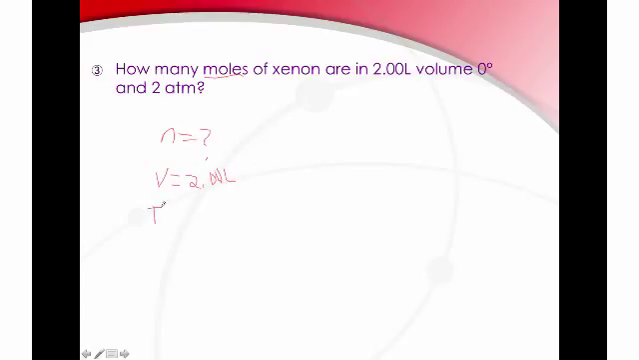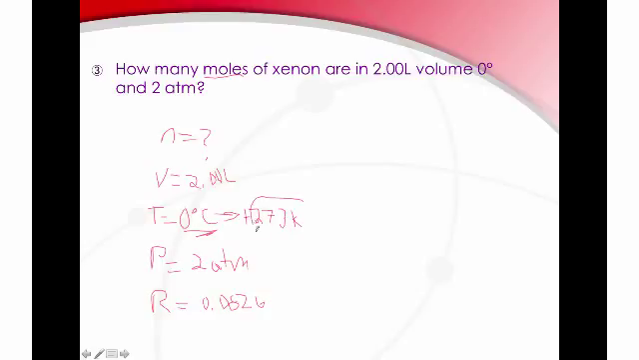Our temperature equals 0 degrees Celsius, and our pressure equals 2 atm. And we already know that our gas constant does not change. So that is just 0.0826. So really quickly here, our temperature is in Celsius. To change this, we need to add 273. Since it's just 0 degrees Celsius, our temperature now would just be 273 Kelvin.